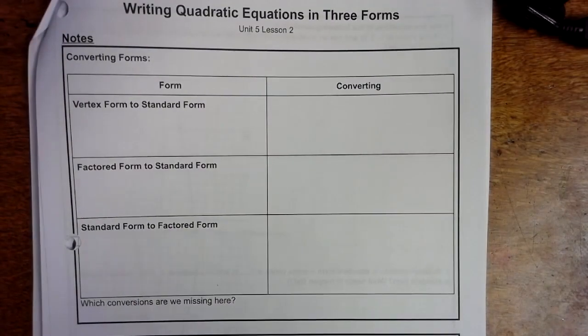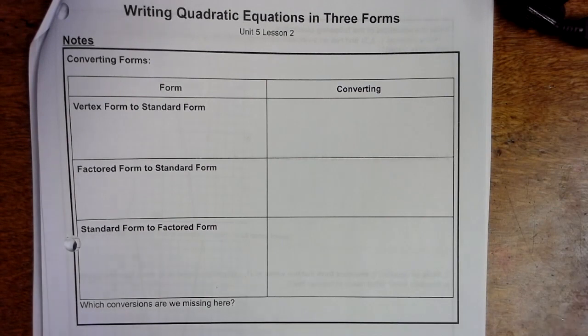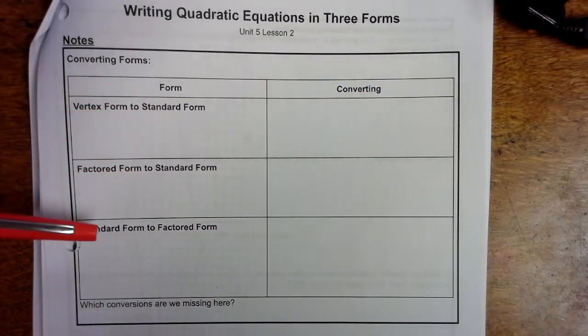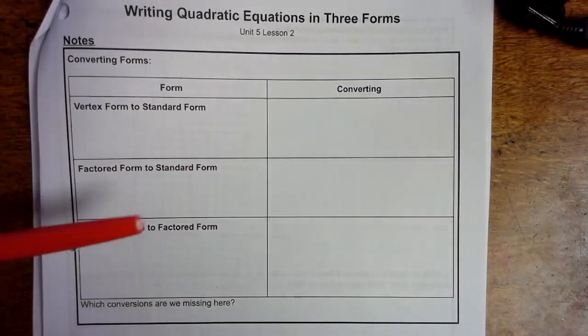Algebra 2, this is Unit 2, Lesson 5, writing quadratic equations in 3 forms. And this is page 7 of your packet. So today we're going to talk about converting between the 3 forms we learned about in Lesson 1. So going from vertex to standard, factor to standard, standard to factor.